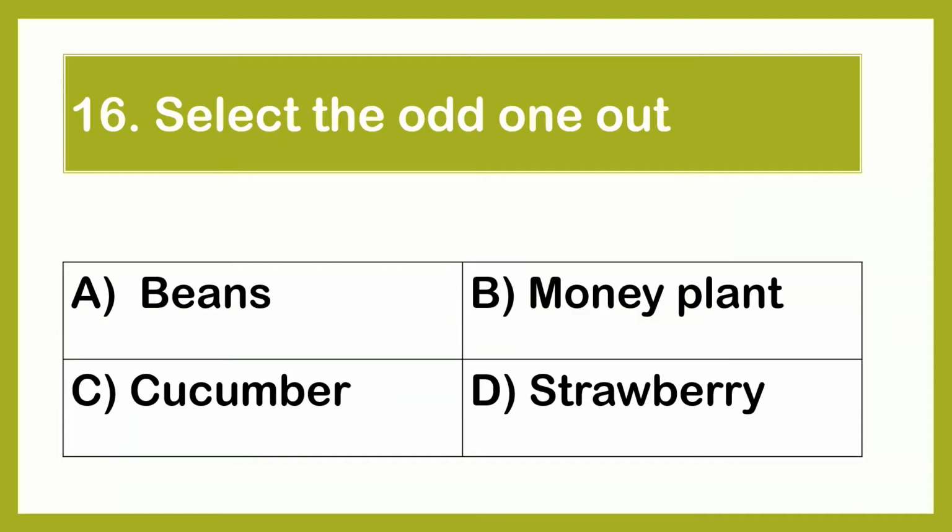Select the odd one out. Option A, beans. Option B, money plant. Option C, cucumber. Option D, strawberry. The answer is strawberry. Strawberry is a creeper, whereas beans, money plant and cucumber are climbers.